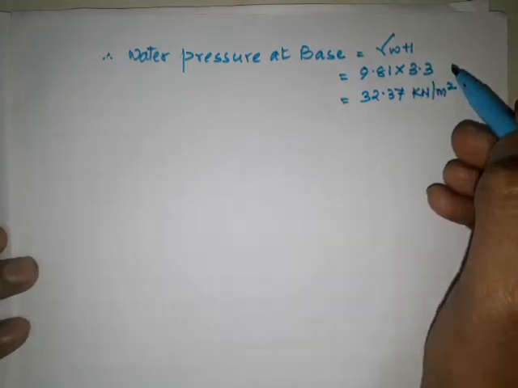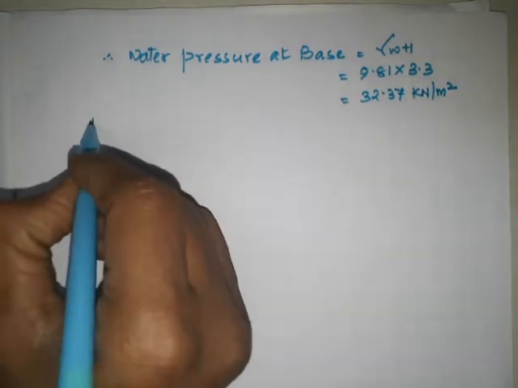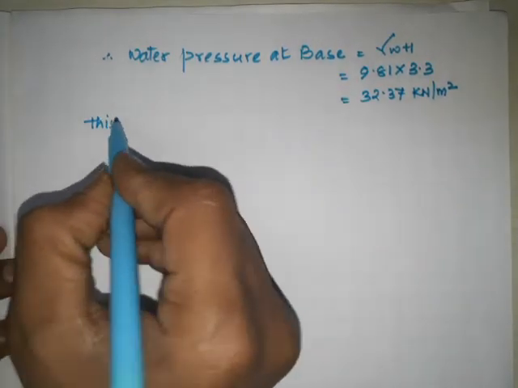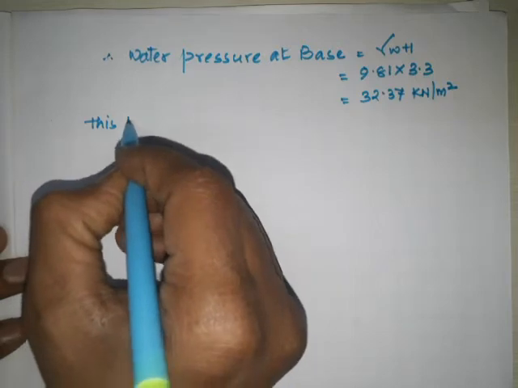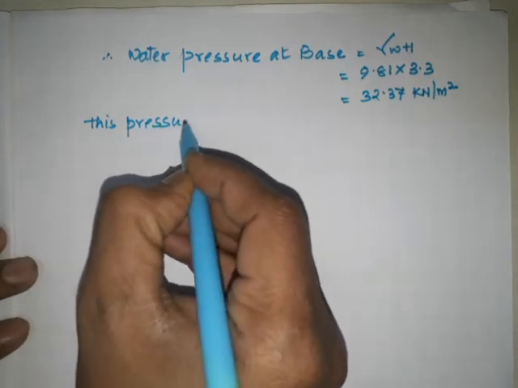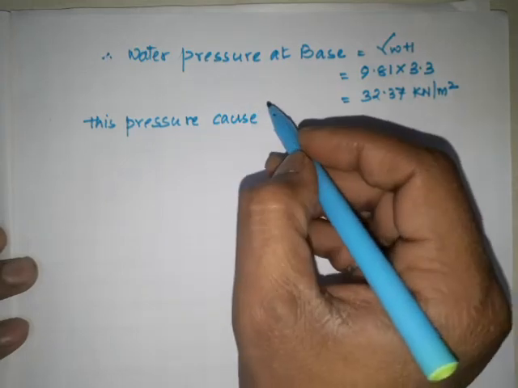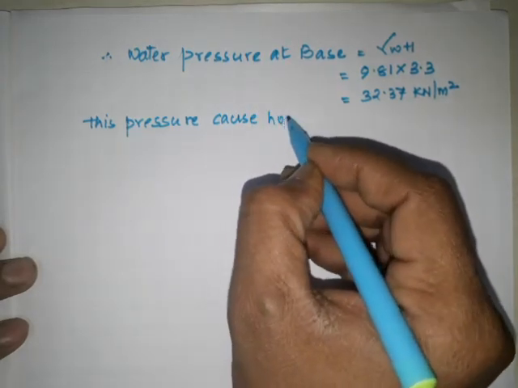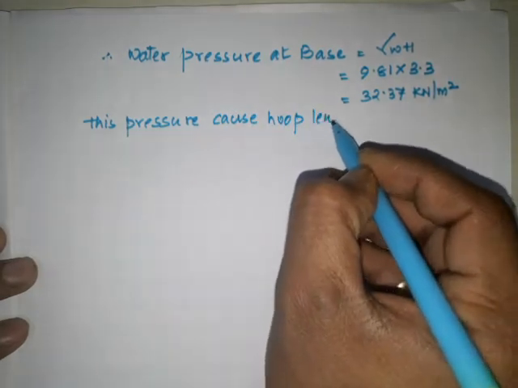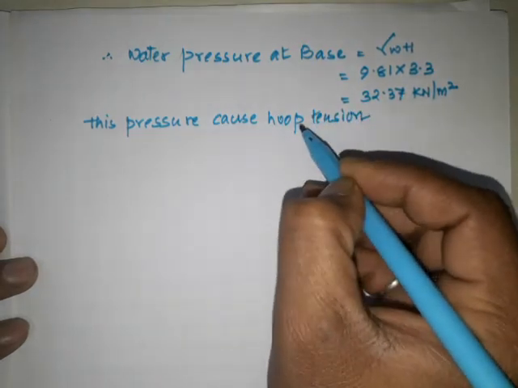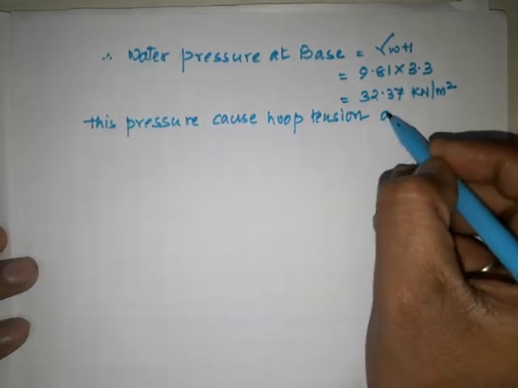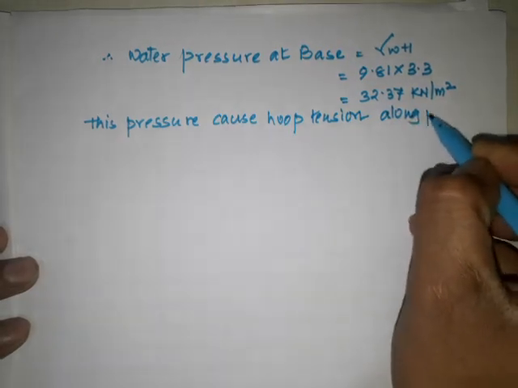This pressure causes hoop tension, which is very important. This pressure causes hoop tension along the periphery, as I told you.